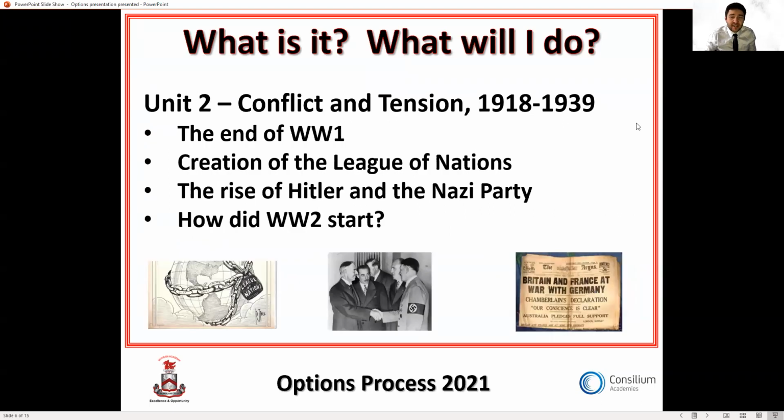Our second unit is called Conflict and Tension. And what we'll be looking at in this 20-year gap is how did World War I end? How people thought that a world war would never ever happen again. How did it happen that 20 years later, World War II began? So we're looking at the rise of the Nazi Party, the creation of the League of Nations, which is now the United Nations, and then how did World War II eventually start in the late 1930s?